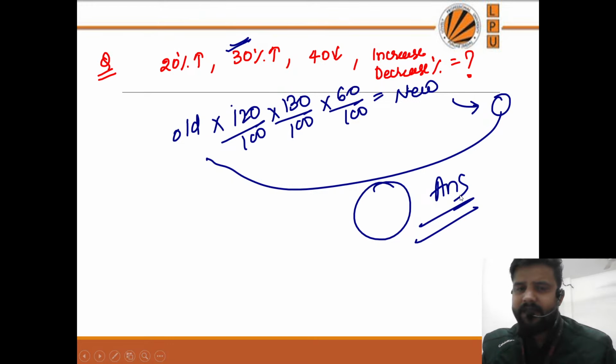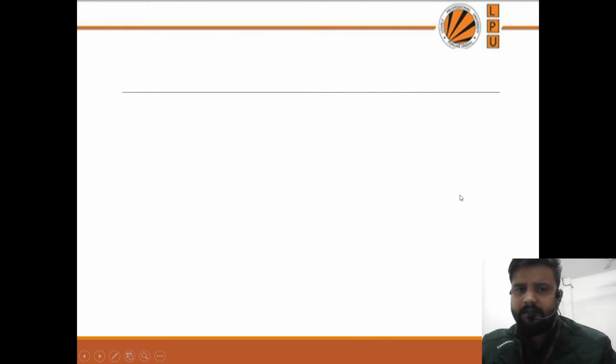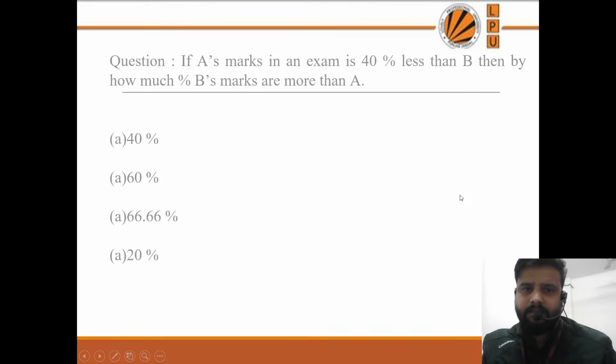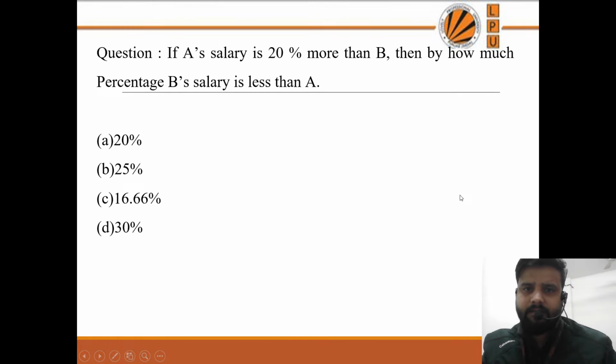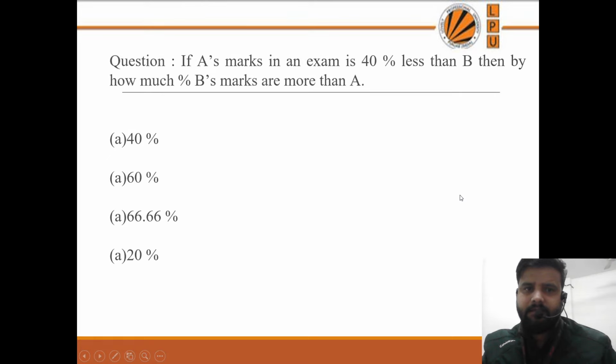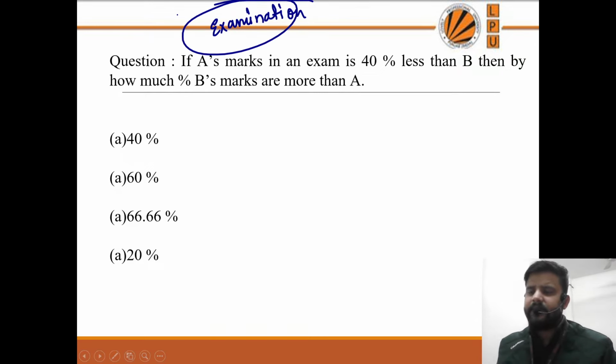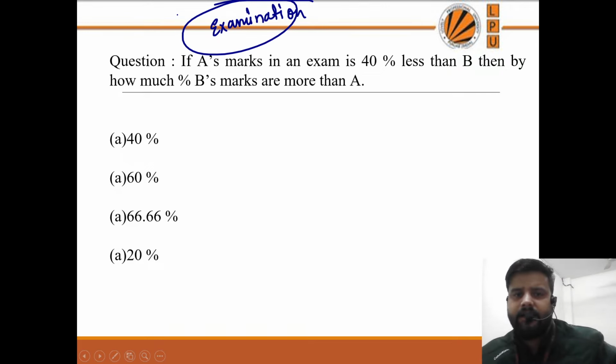Okay, let's do some miscellaneous questions of percentage, then we are jumping into profit and loss. These are examination based questions. Tell me the answer of this if you can. Whatever concepts I have taught you, you can apply these to arrive at the answer.